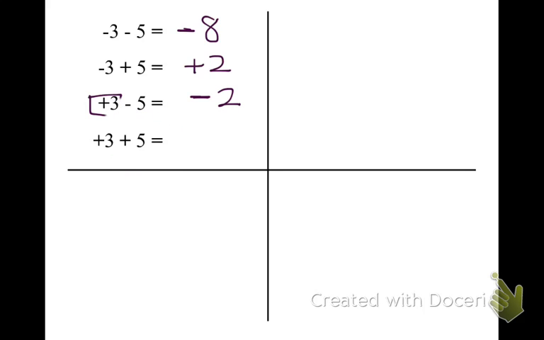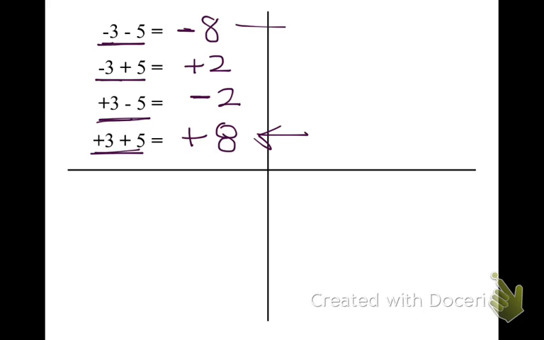Now let's take a look at my last answer. I have a positive 3 and a positive 5. What does my answer have to be? Same sign. Stays the same. Add them together. What's 3 plus 5? It's going to be 8. So, ladies and gentlemen, take a look and see. Based off how the signs are, it's going to dictate whether we end up with a positive number or the negative version, based off where the sign is located at.